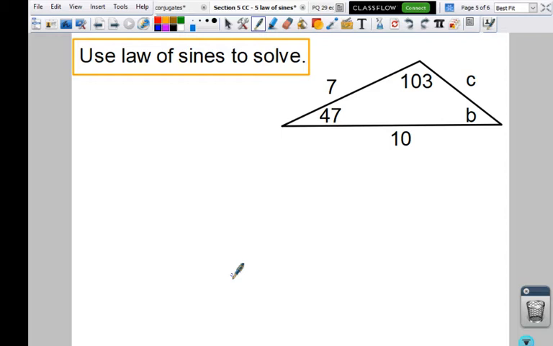Can I do it on the board? Here, I'll just watch. You can go. Well, I got it wrong. Nope, 7 times sine 130. Here, I'll just do this one.